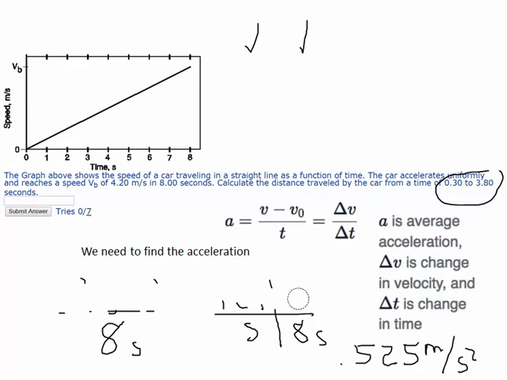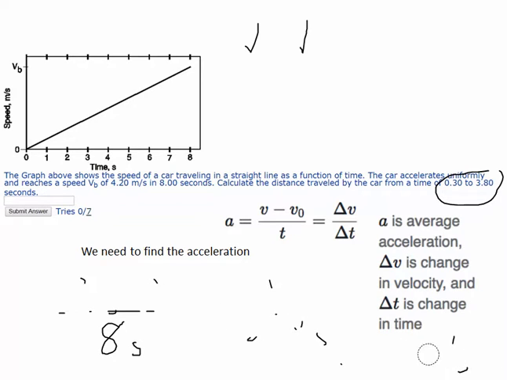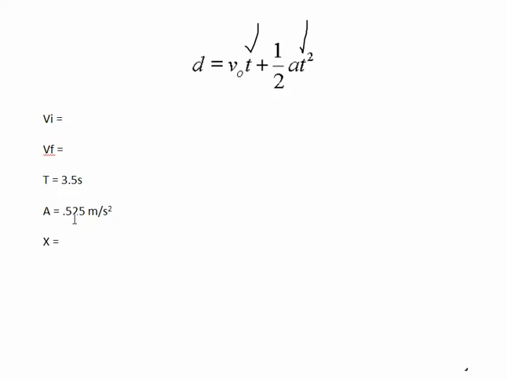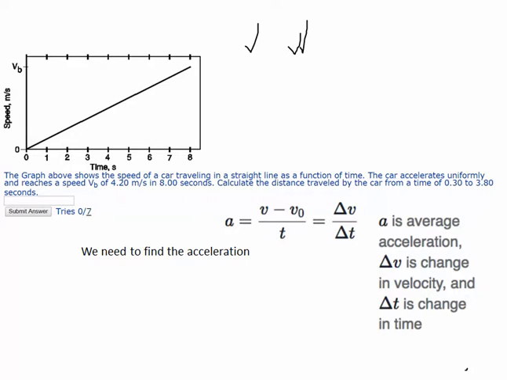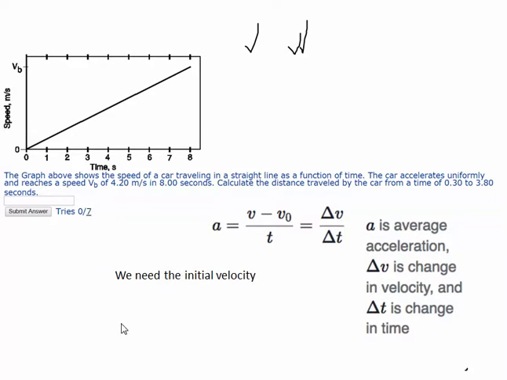Going back and looking at this, let me erase this. I have two things now. I have the time. Now I have the acceleration. I have the time, it's 3.5 seconds. I have the acceleration, so I have this part done. So now I need the initial velocity. Going back and looking at my graph, I found the acceleration, sorry. There we go. Now I need to get the initial velocity.